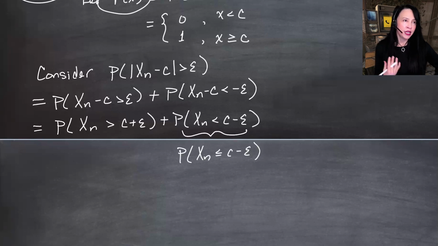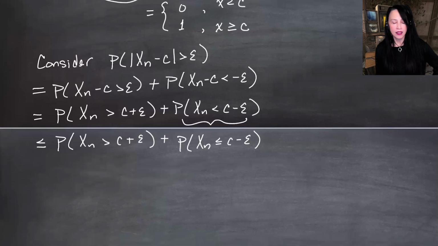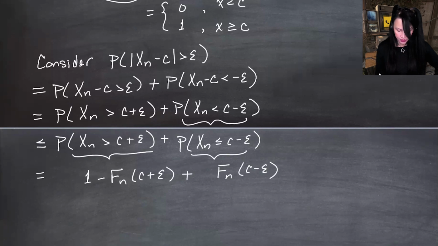And if you think about it, being less than the number 3 versus being less than or equal to the number 3, that second event is going to have higher probability because there's more possibilities there for you to achieve that event. In other words, I am going to get something greater if I replace the second term with what I've written there with the less than or equal to. So now this last term is the CDF for Xn evaluated at c minus epsilon. And then the first term is 1 minus the CDF for Xn evaluated at c plus epsilon. So we got this line.